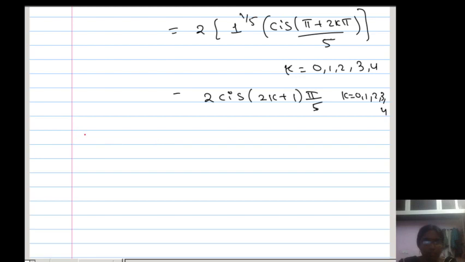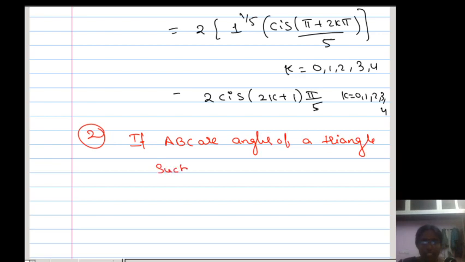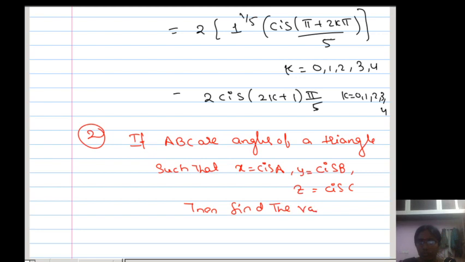Let us go to the second bit. What is the second bit? If A, B, C are angles of a triangle such that x is equal to cis A, y is equal to cis B, z is equal to cis C, then find the value of x, y, z.